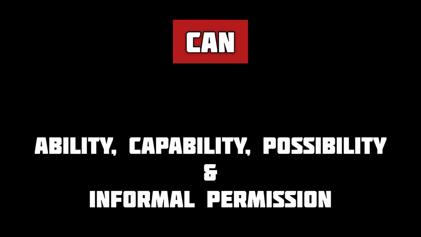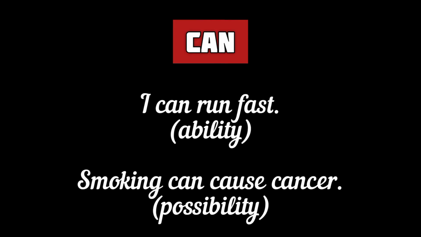First off, let's learn the use of can. Can has various uses. It shows ability, capability, possibility and informal permission taking. Well, for example, I can run fast. Here can is showing my ability to run fast.